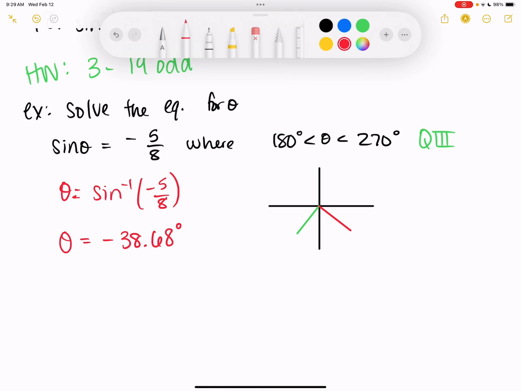Me too. Okay, so we're not done. Now we do 180 minus, because this angle has to fall in this area here. My answer has to fall in this area. So 180 minus the angle that I just got, negative 38.68.